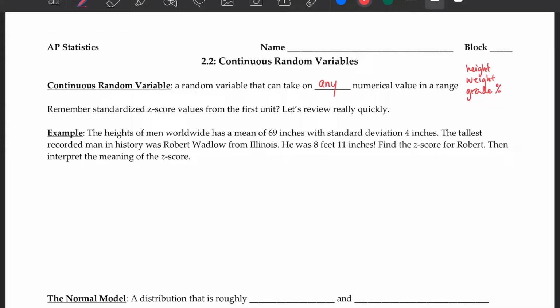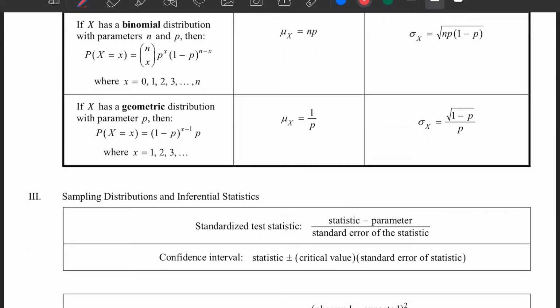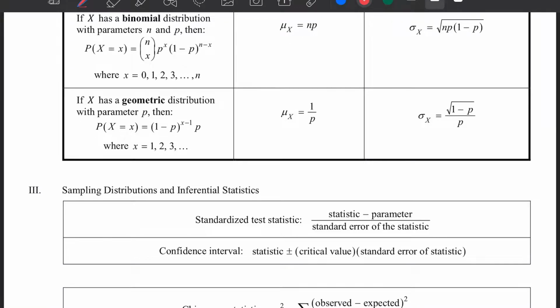So one of the things that's going to help us here with finding the same sort of things we wanted to talk about with our discrete random variables, which is like, where is it centered and how is it spread out? Well, one of the things we're going to utilize a lot are z-scores, standardized scores. So we're going to do a quick example of this. If you've ever forgotten what a z-score is, it is on your formula sheet. So if you go all the way down to the bottom of the first page here, it says right here, standardized test statistic.